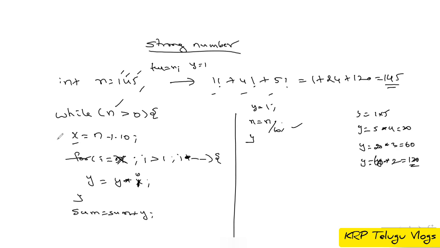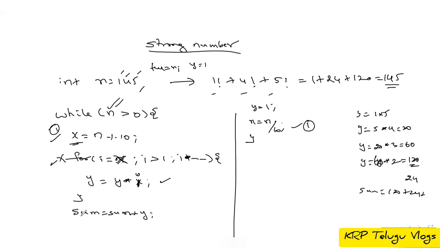So x value is 4. So again you will find the 4 factorial. 4 factorial is how much? 24. So sum is 120 plus 24, and now n is equal to n by 10. So n value will become 1. 1 is greater than 0. x equal to n mod 10. So x value is 1. For I is equal to 1, I greater than 1, the loop will fail because x value is 1.